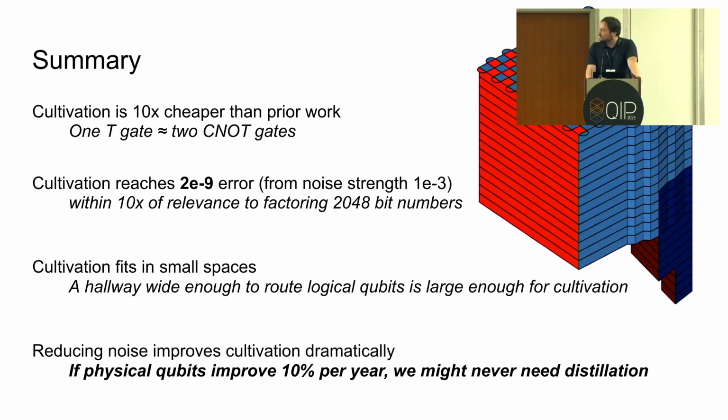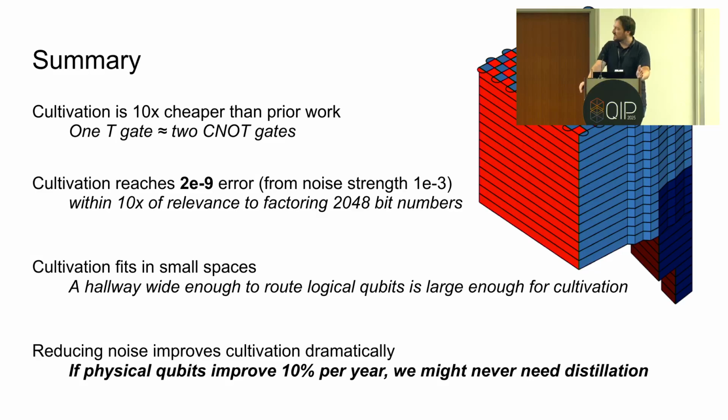So in summary, cultivation is about 10 times cheaper than prior work over this regime up to 1e-9 error. And you can push it all the way to 1e-9 error, but you can't really push it further than that just because of this post-selection wall. However, it is extremely strongly responsive to improving your physical noise strength. So if your noise strength improves by a factor of 2, then you can get much further than 1e-9. You can get 50 times further, and the cost also drops enormously.